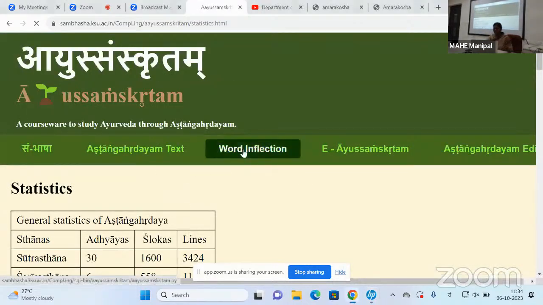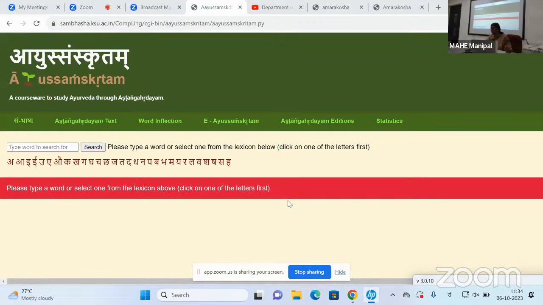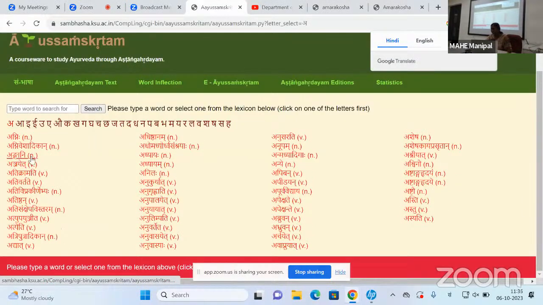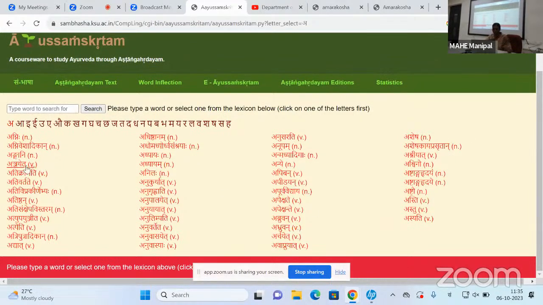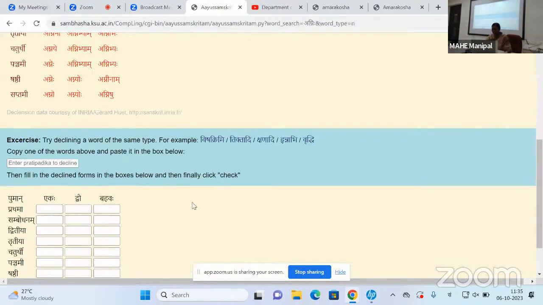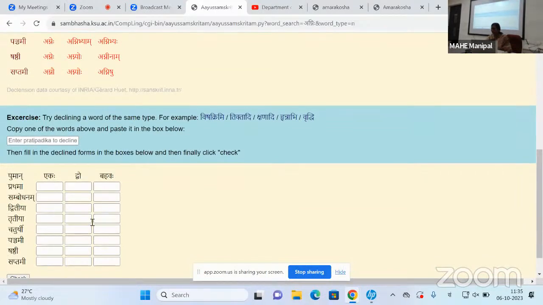And you see one more thing we did: this is word inflection, word generation. Here you can see the akaranta words. All words are listed from Sutrasthana. If you go to one, for example Agnihi, it shows the table, and here you can practice the same thing. You can type here. If it's an error, it shows the error; if it is correct, it shows this. This is for practicing. Like that, we can explore many things. These computer students know.